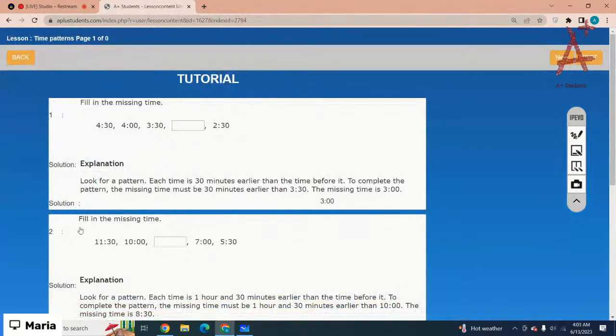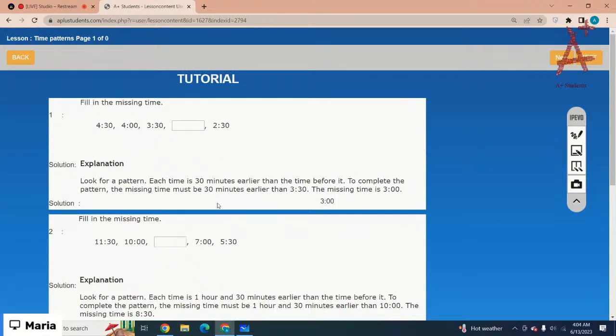So fill in the missing time. You can see it is 4:30, 4, 3:30, then you have missing time, then you have 2:30. Got it? So you have to look for a pattern. You can see each time is 30 minutes earlier than the time before it. The first one is 4:30, then it would be 30 minutes earlier, it's 4. Then again 30 minutes earlier. So 30 minutes earlier than 3:30 is 3. That means the missing time is 3.